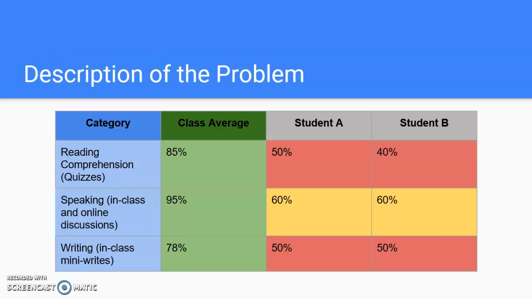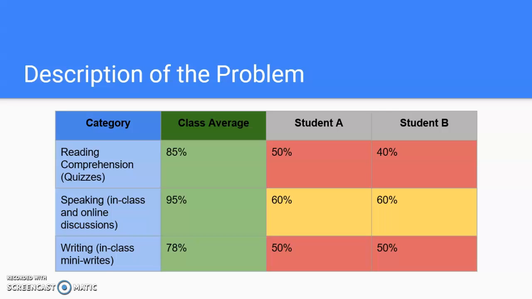To get started here, this is the halfway point in the unit, and after this halfway point, I had realized that there were two students, which are labeled here as student A and B, who were falling well below the class average in each of the three essential skills for this particular class. So if we look at reading comprehension in the quizzes, class average was 85% so far halfway through, whereas students A and B were scoring somewhere in the 50 and 40%, which is indicated by the red mark there.